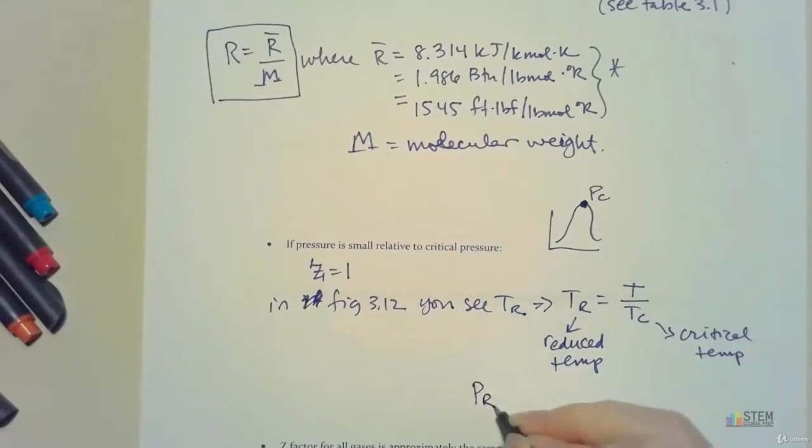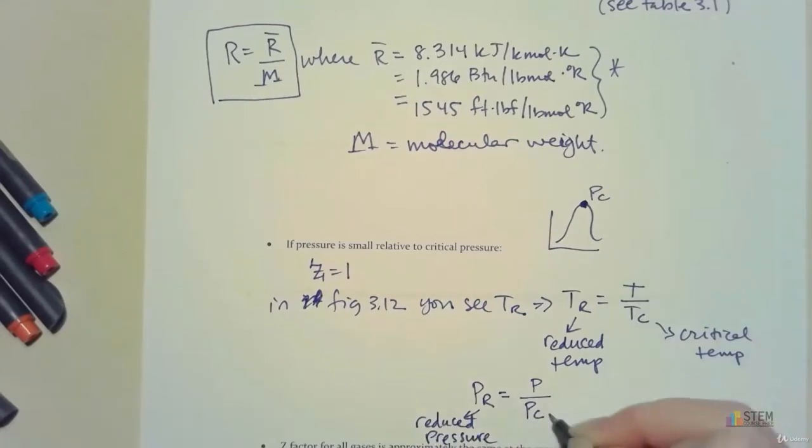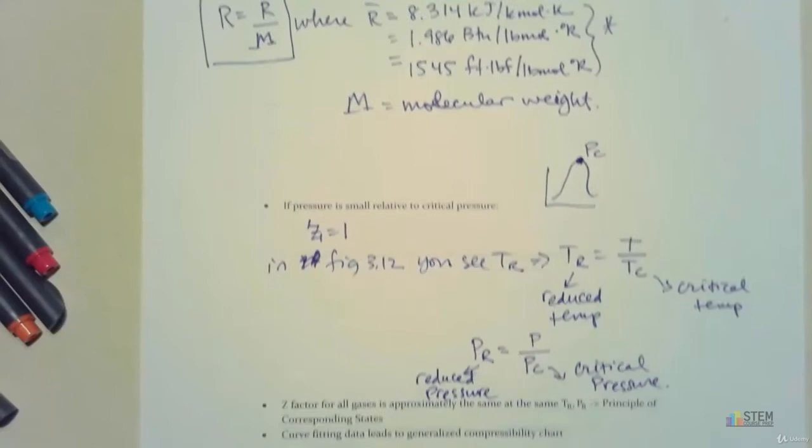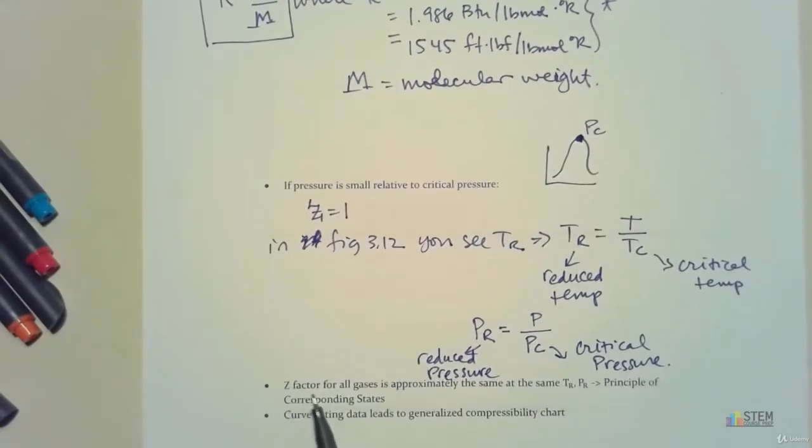Now we also had that PR, that was reduced pressure, and that was pressure over the critical pressure. So it's just a ratio, basically tells you how close we are to those critical values. So now we've written all that down. Now let's review this. So the Z factor for all the gases, regardless of what the substance was, is approximately the same at the same reduced temperature and reduced pressure values. This is basically stated in the principle of corresponding states.